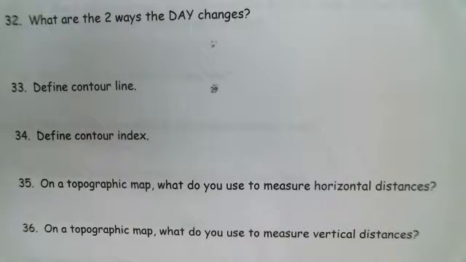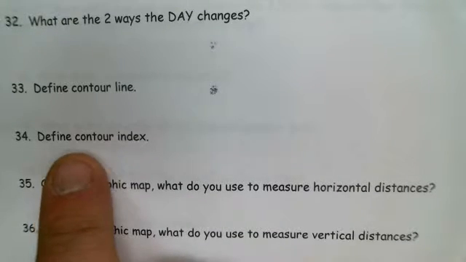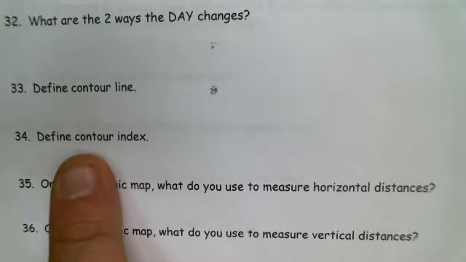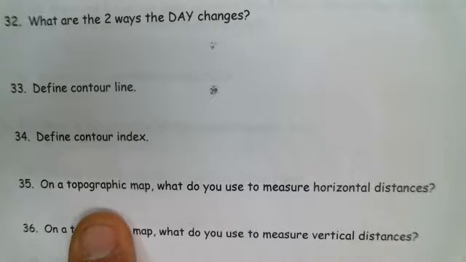Number 34, contour interval. That is the vertical distance between contour lines. Another way of saying that would be the difference in the altitude of contour lines. Number 35, on a topographic map, what do you use to measure horizontal distances?